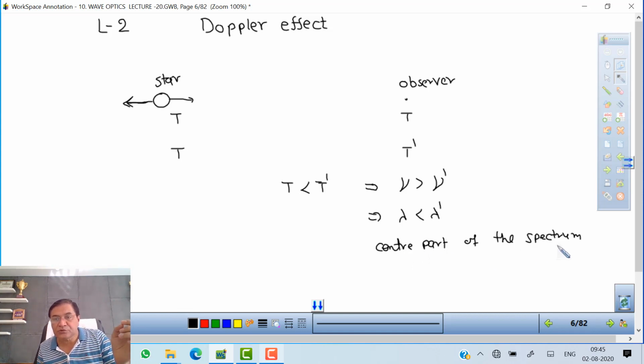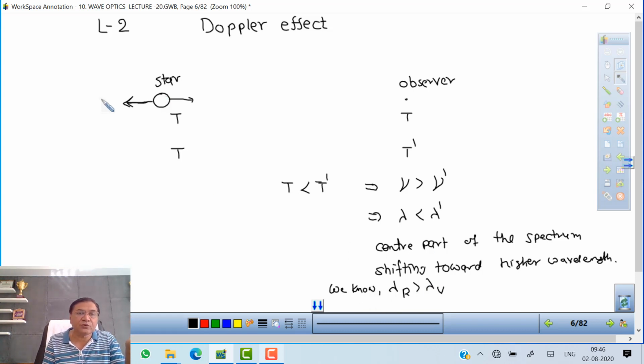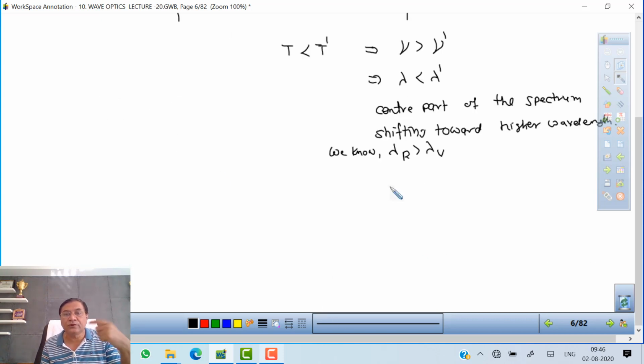The central part of the spectrum is shifting toward higher wavelength. And we know which has higher wavelength? The red has more wavelength than the violet. So what is happening? When the star is moving away, you get higher wavelength, toward the red, so it is called red shift.